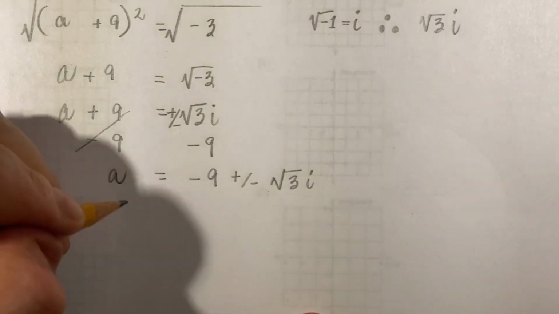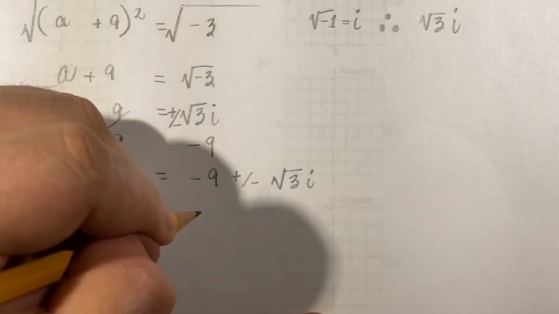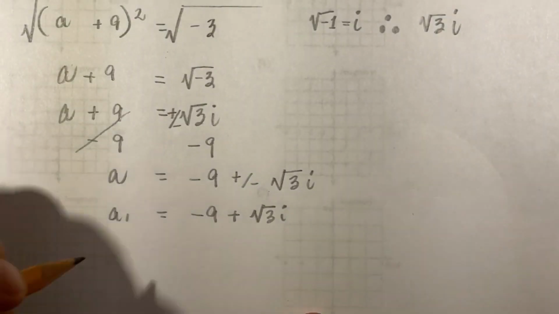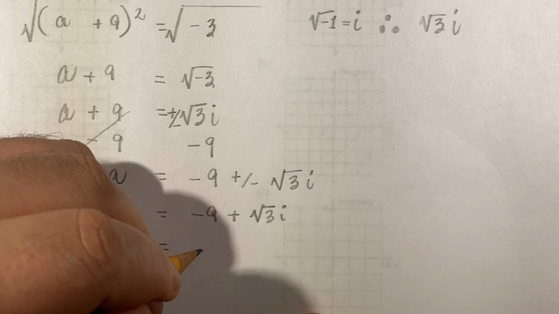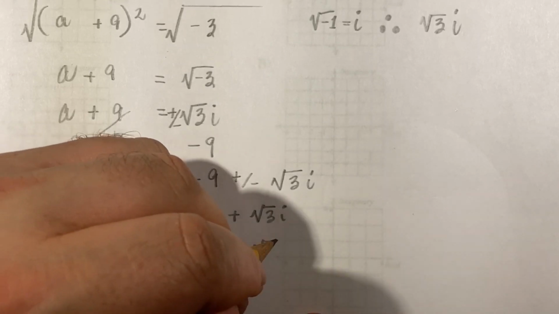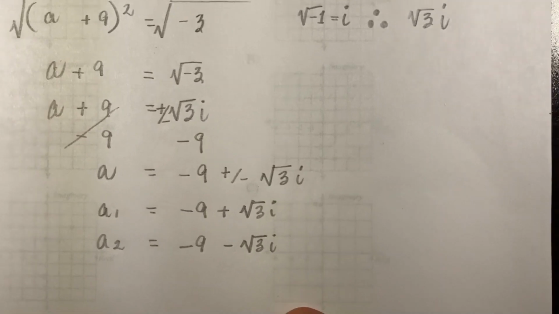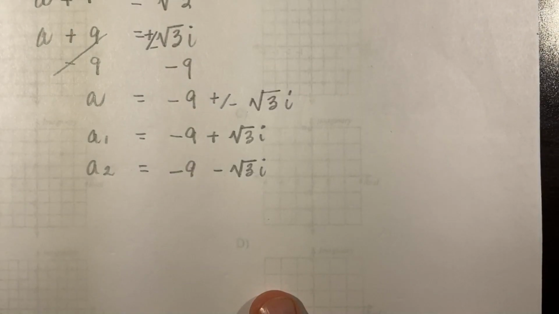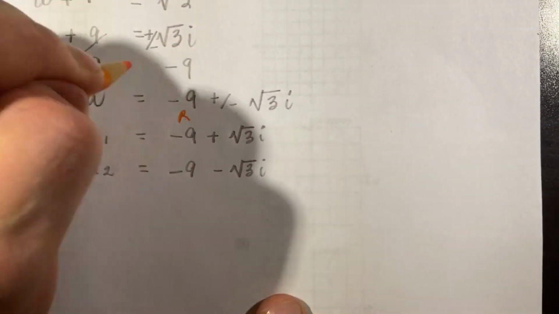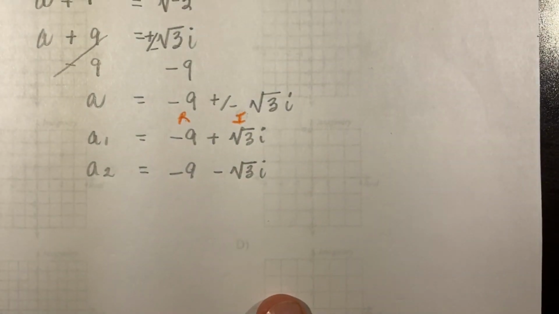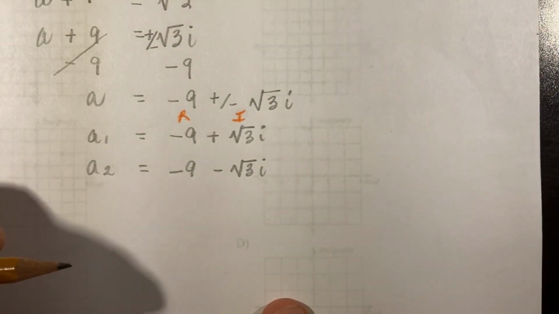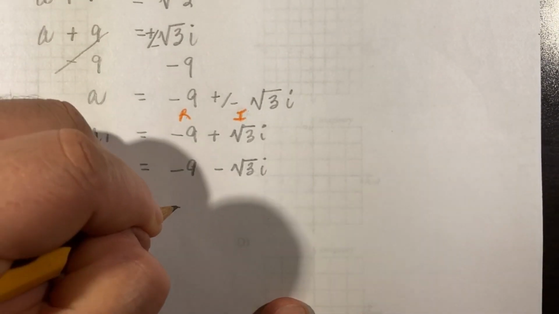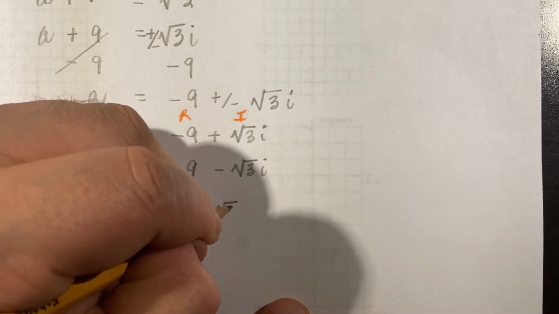That gives us 2 solutions, doesn't it? The first solution equals negative 9 plus square root 3i, and the second solution is negative 9 minus square root 3i. Don't forget your complex coordinates. This is the real part, and this is the imaginary part, and you can write them just like coordinates. So A1 as complex coordinates would be negative 9 comma square root 3.